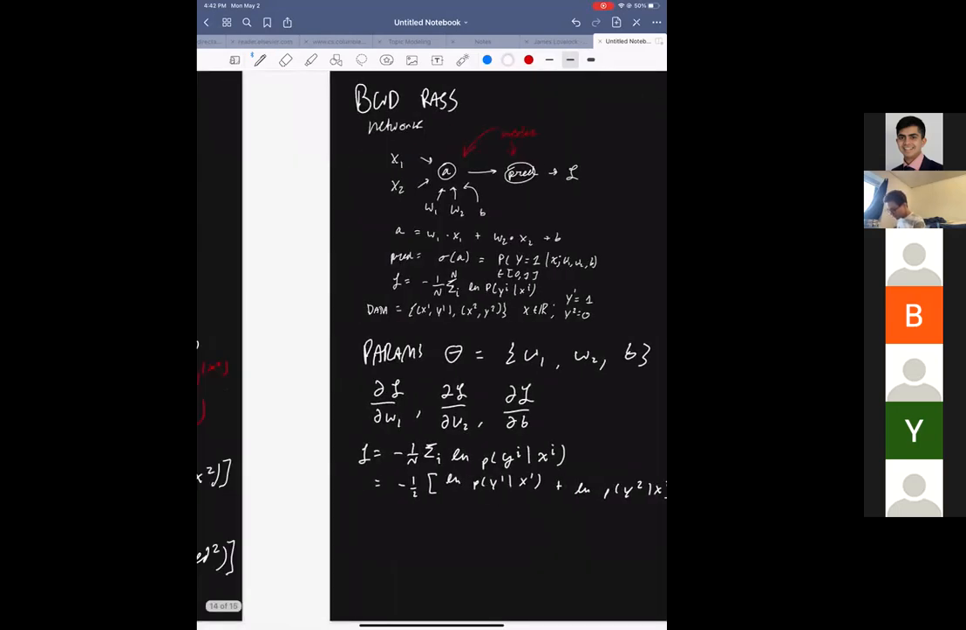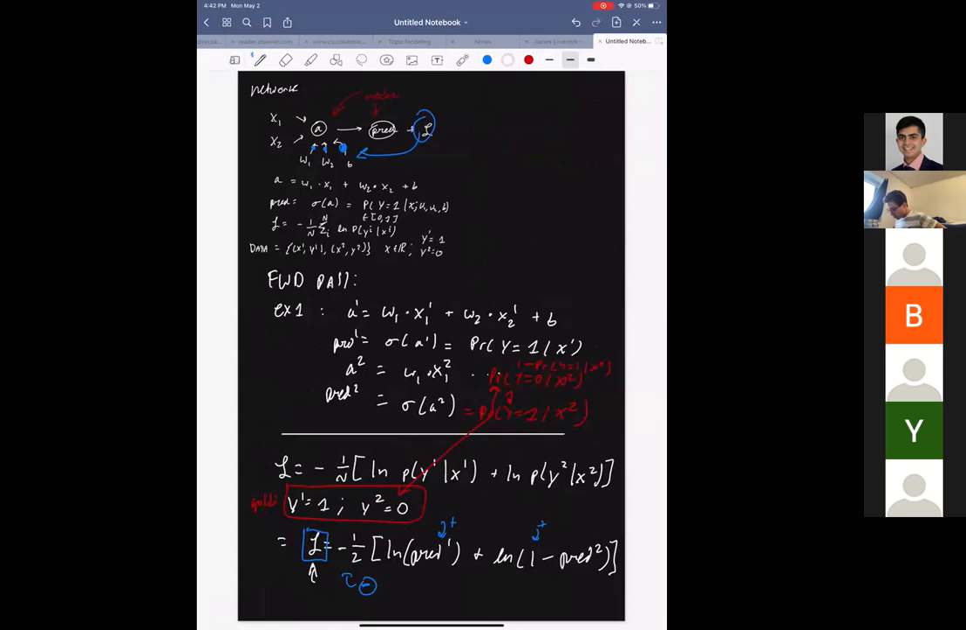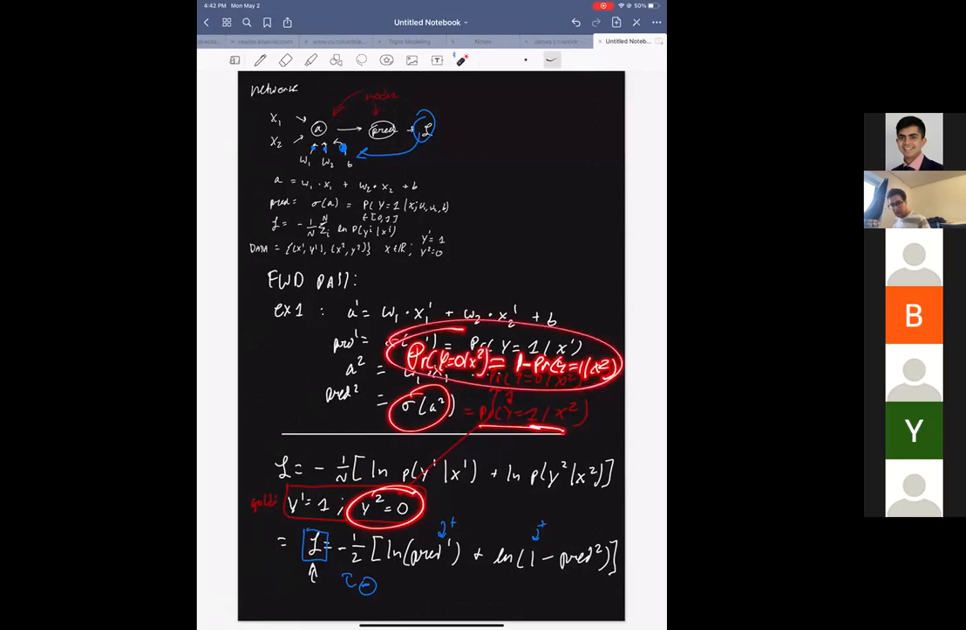So if we go back to when we calculated the loss, if you look here, we know that the sigmoid gives us the probability of y equal 1 given x2. But our gold example is that y2 is equal to 0. So what we do is we take 1 minus the probability that y equals 1 given x2 to basically give us the probability of y equals 0 given x2. Okay.